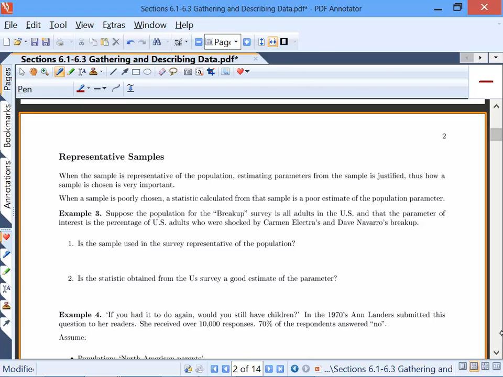Because if your sample is poorly chosen, your statistic is going to give you bad estimates of your population parameters. So for example, suppose the population for the breakup survey is all adults in the U.S., and the parameter of interest is the percentage of U.S. adults who are shocked by Carmen Electra's and Dave Navarro's breakup. I don't even know who that is. Okay. So first of all, is the sample used in the survey representative of the population?